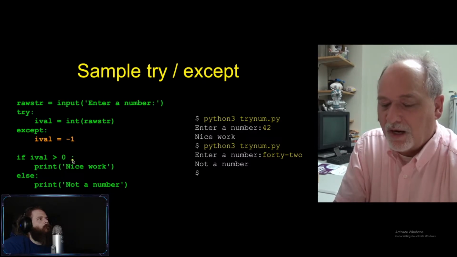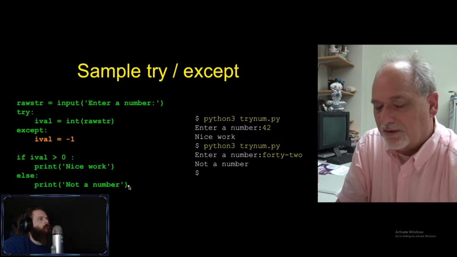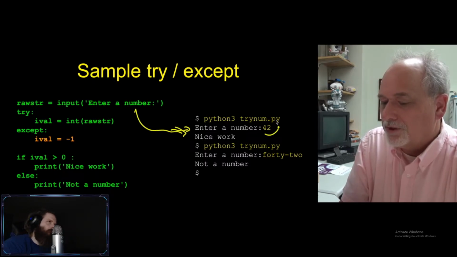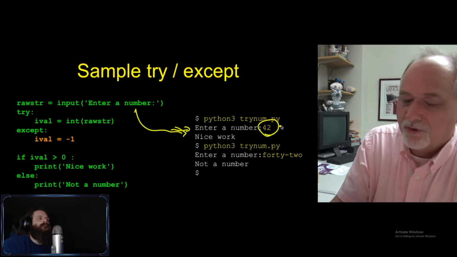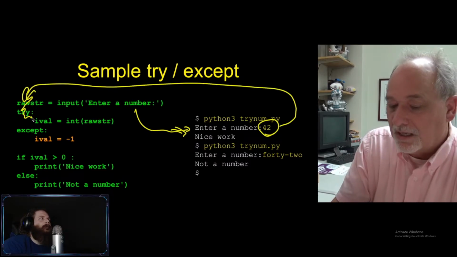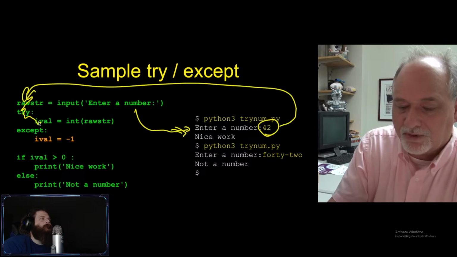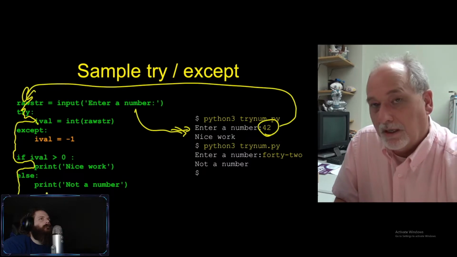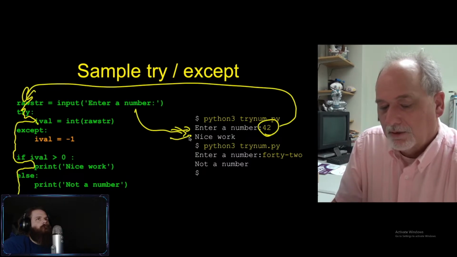And then if it's greater than 0, we'll say nice work, and if it's less than 0, well, not a number. So the first time we run this program, out comes enter a number. We type in 42, which is a string. That 42 goes back into roster, runs in here. This runs. It's fine. That becomes a 42 number, so we skip the except block, and ival is greater than 0. We print out nice work, and we skip the else. Okay? So it says nice work.